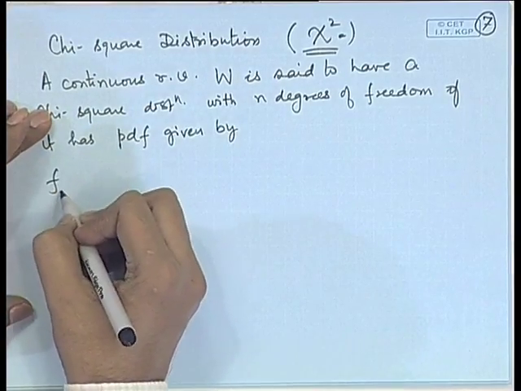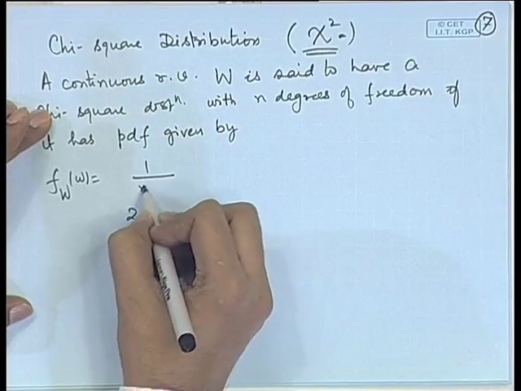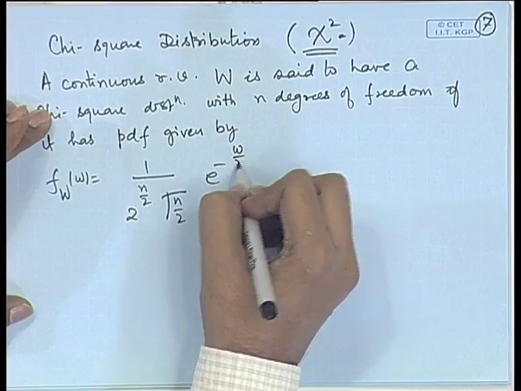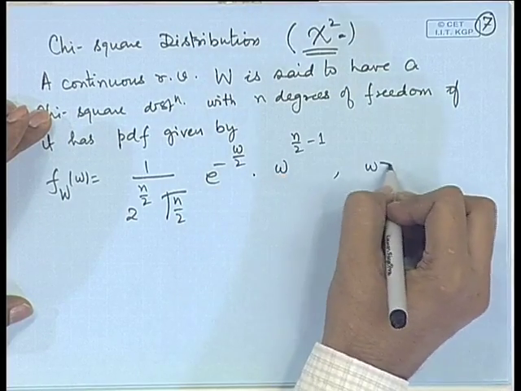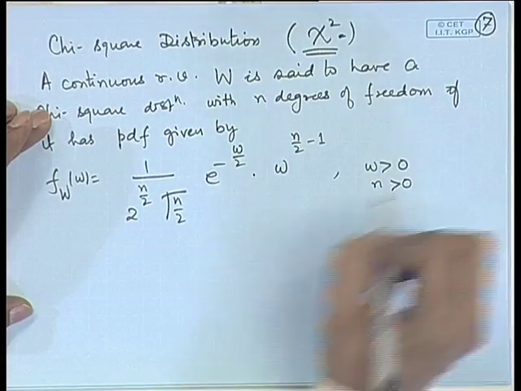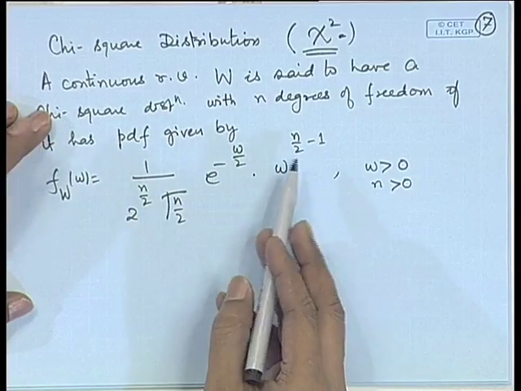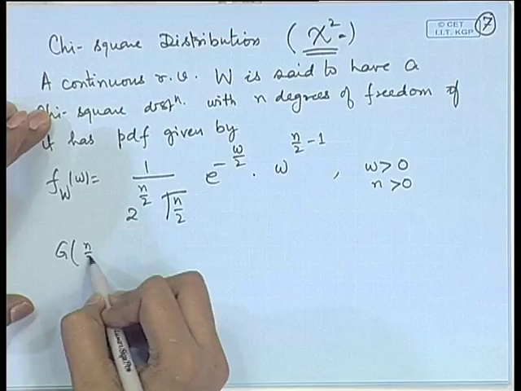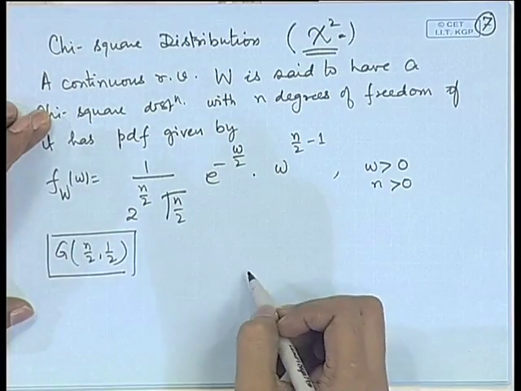say, f(w) equal to 1 by 2 to the power n by 2 gamma n by 2, e to the power minus w by 2, w to the power n by 2 minus 1, where w is positive, and of course, n has to be positive. If we see carefully, it is actually nothing but a gamma distribution with parameters n by 2 and 1 by 2. So, this is only a special case of gamma distribution.